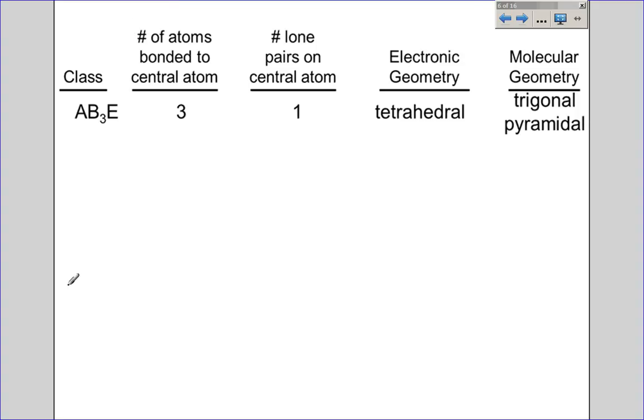In our next class, we have AB3E. So that means that we have 3 atoms attached and 1 lone pair. So because the total number of electron pairs around the central atom is 4, the electronic geometry is going to be tetrahedral. So we have that same basic geometry. So it's important that you are able to just quickly represent the tetrahedral geometry. So what we're going to do here is we're going to place 4 electron pairs, 3 of which will be the B, and then 1 is going to be a lone pair.